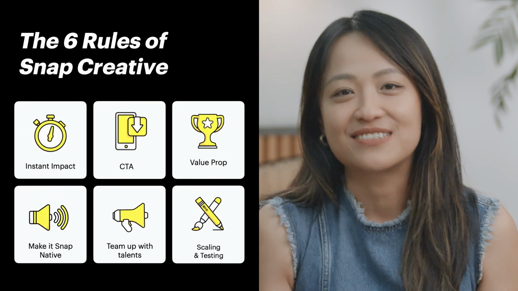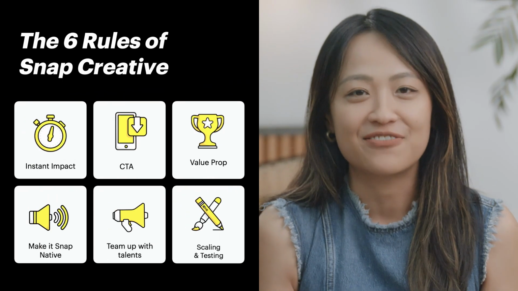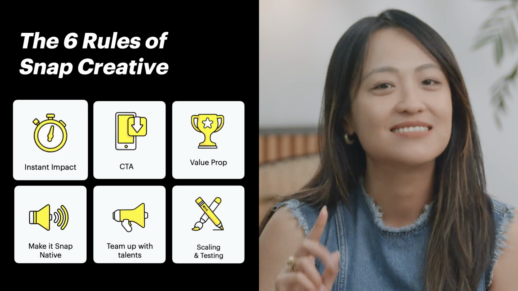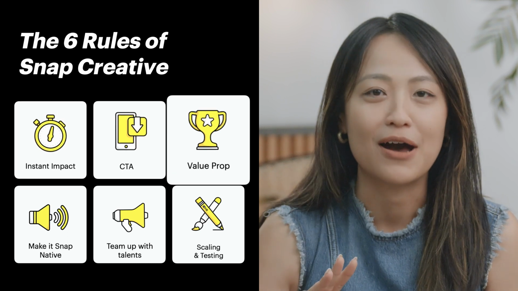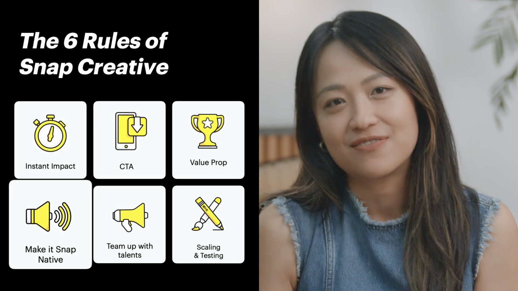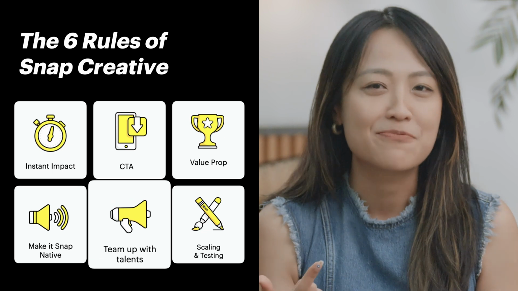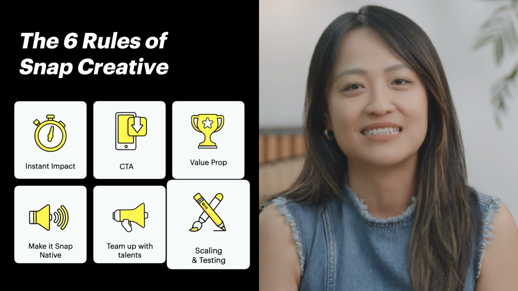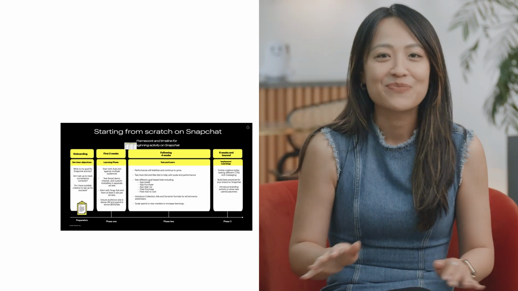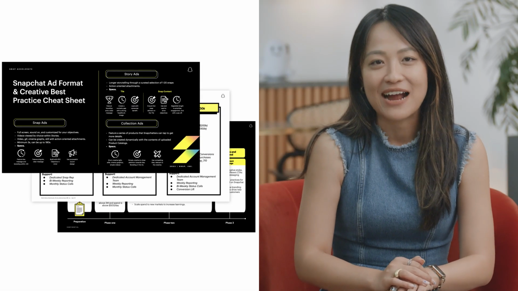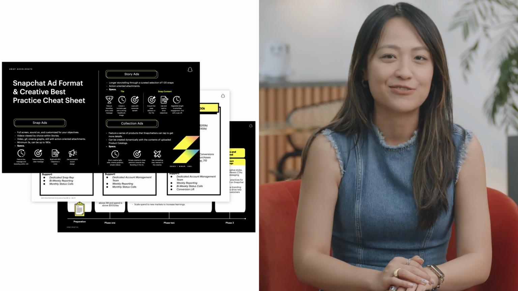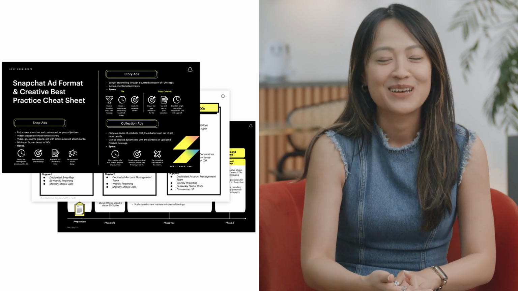And those are the 6 golden rules of Snap Creative. There's instant impact, CTA, value prop, make it Snap native, aligning value props with business goals, and team up with talents and always be testing and scaling. Don't worry, you'll get all these great creative best practices and an easy cheat sheet for you to take home after this webinar. So, now that we've got our beautiful creatives ready, it's time to set our ad campaign up for success.